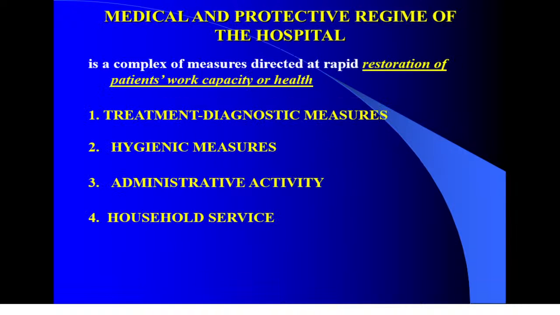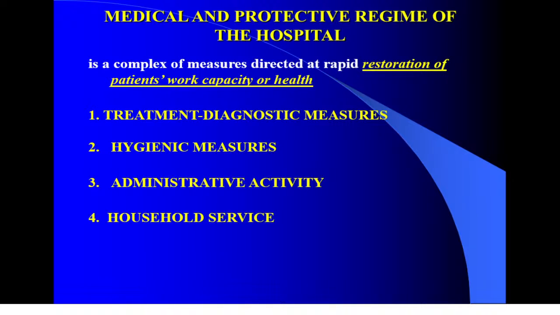And now, the question about the medical and protective regime of the hospital, or hospital work. It's all working conditions and all measures which must be in each hospital. It's a complex of measures directed at rapid restoration of patients' work capacity or patients' health. This complex includes 4 main groups of measures.